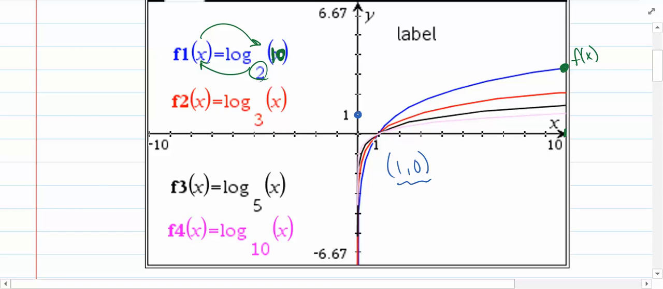Whereas if I'm looking at this pink graph, I need a smaller power to satisfy this statement. 10 to what power would equal 10? Again, we're looking at this when x is equal to 10. Well, 10 to the first power would equal 10. So that's why this is so much lower. The larger the base value, the shallower this curve appears to be, whereas the smaller our base value is, the steeper this curve tends to be.